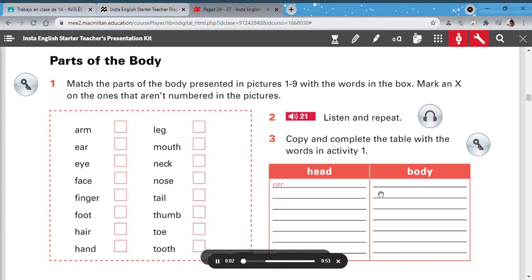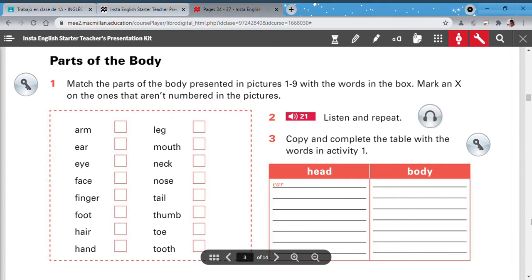Unit 2. Looks. Track 21. Activity 2. Arm, ear, eye, face, finger, foot, hair, hand, leg, mouth, neck, nose, tail, thumb, toe, tooth.